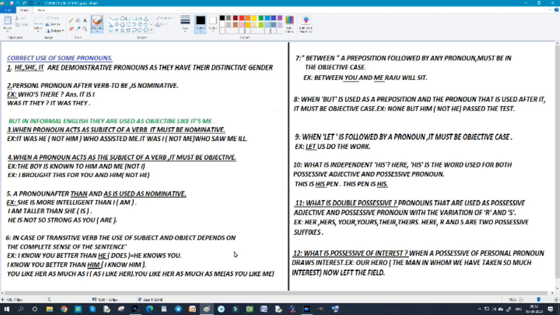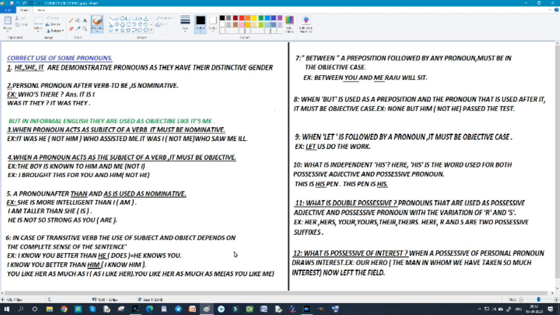Next, in informal English, commonly called spoken English, they are used as objective, like it's me. That means it is me. In spoken English, we may use it.